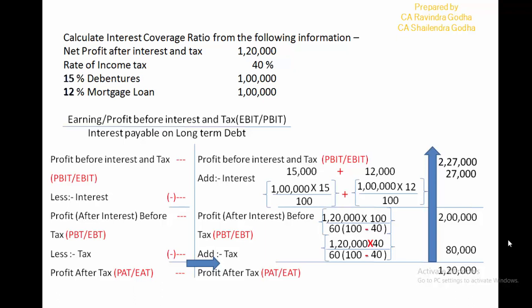And by putting this value in the formula, we get the answer. Profit before interest and tax 2 lakh 27,000 divided by interest 27,000. So the answer is 8.41 times.